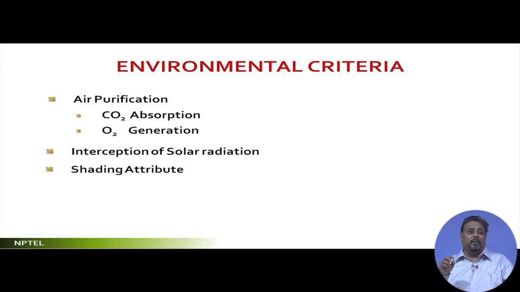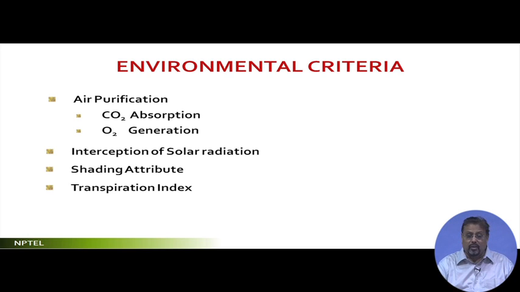Another thing you will find is that different plants or different trees have different kinds of leaf sizes and distribution in the whole foliage. Naturally, the porosity of that particular foliage, or the layers of leaves against each other, all make a difference when it comes to solar radiation interception or even shading devices. So you have to take care of this.